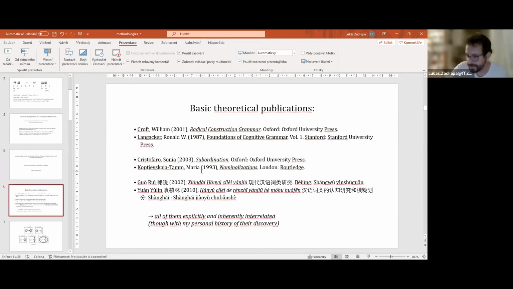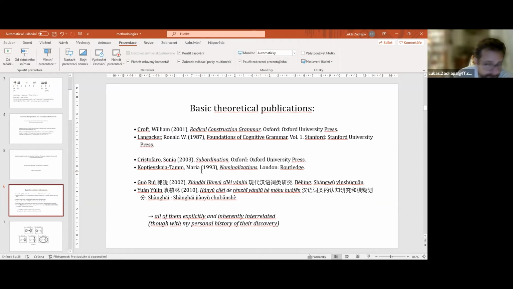For this, I decided to use my favorite theoretical publications from general linguistic publication, because as I already said, I think that without general linguistics, to do historical linguistics of Chinese without this framework of general linguistics does not make much sense for me, at least, and has many disadvantages, I would say.